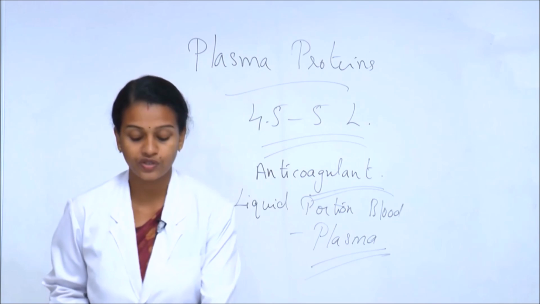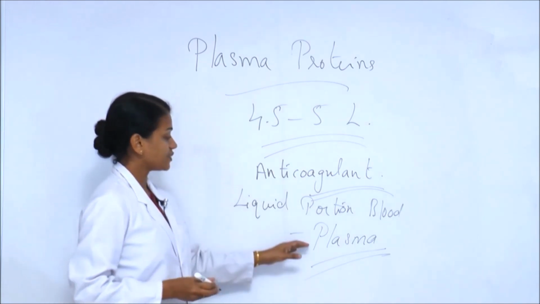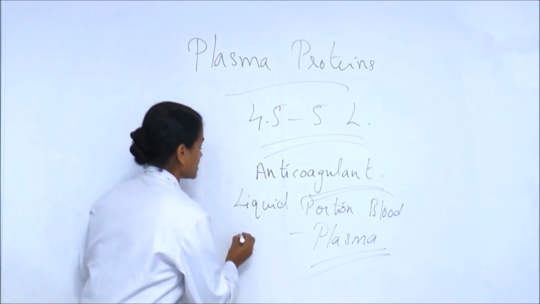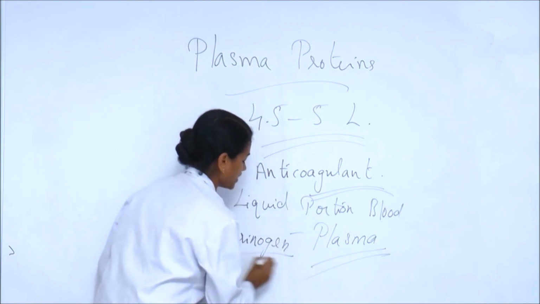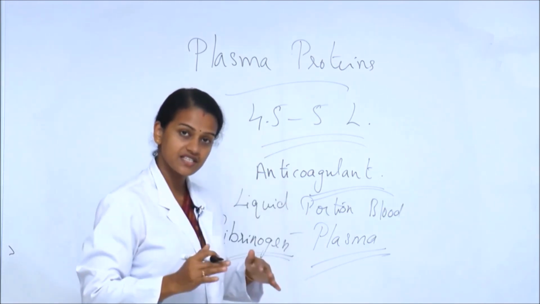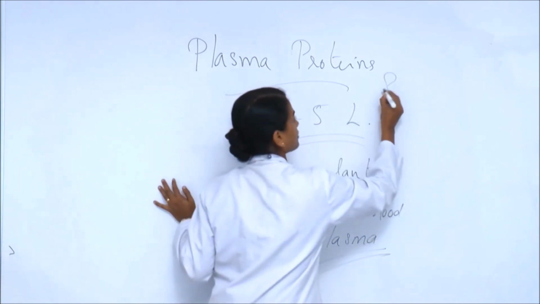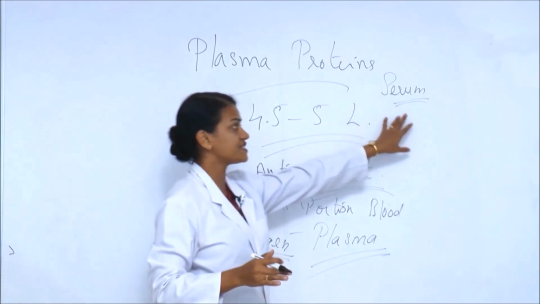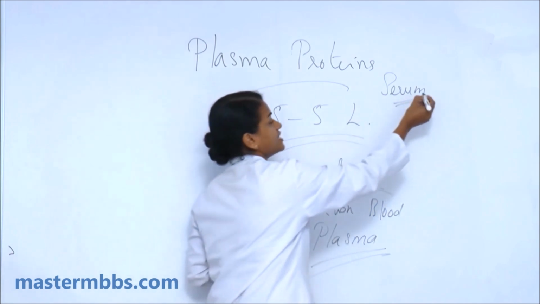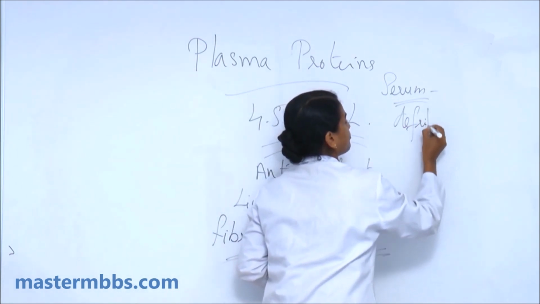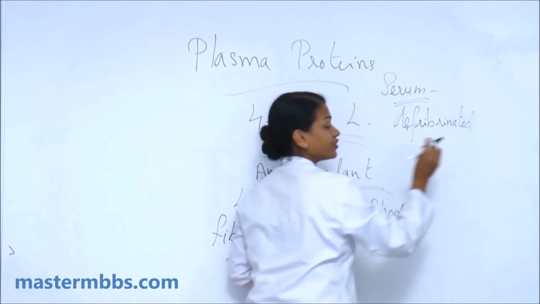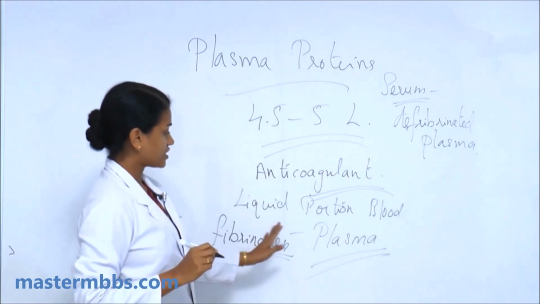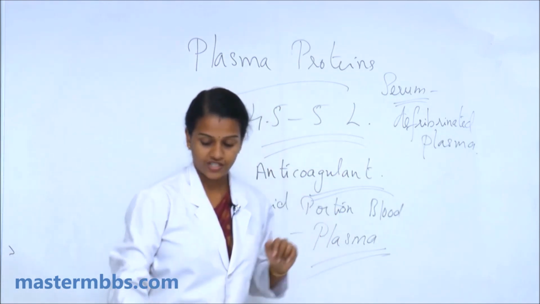Now what is the difference between your plasma and serum sample? When you collect the plasma sample, you are having an anticoagulant, so clotting is not taking place. So plasma is having your fibrinogen. Because clotting is not taking place, all the clotting factors are present in your plasma. Whereas your serum sample, you collect it after allowing clotting to take place. So in the serum sample, there are no clotting factors. Serum is actually defibrinated plasma. So now you are going to study whatever proteins are present in the plasma fraction.